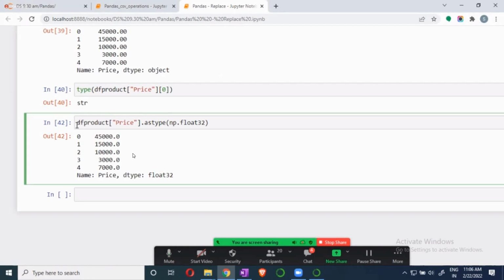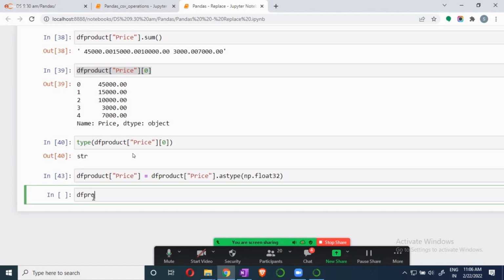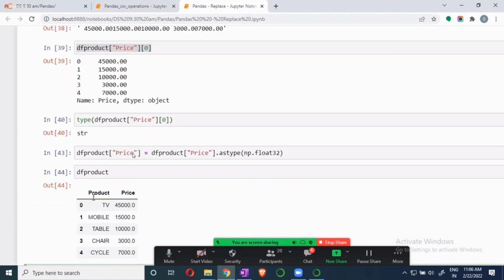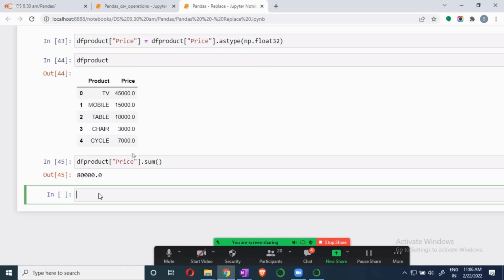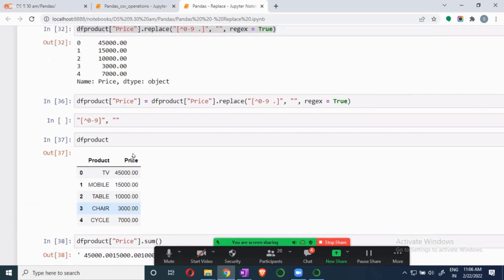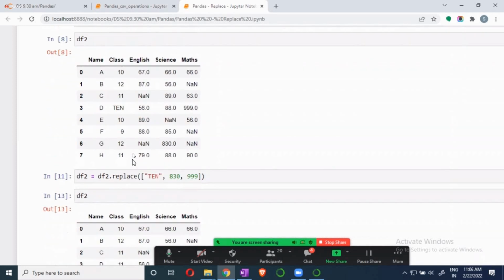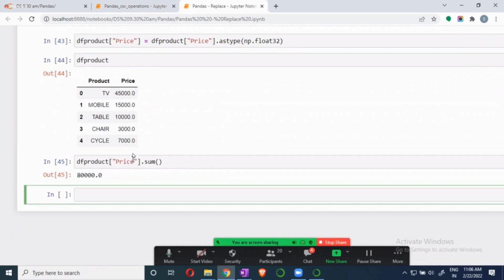This I will make in the DF product of price. Okay, guys, now you see this, you got it perfectly. Now you do product of price dot sum. Clear? Now this is the way you will be doing it. So this is one of the advantages of replace, which can be applied with a regular expression.